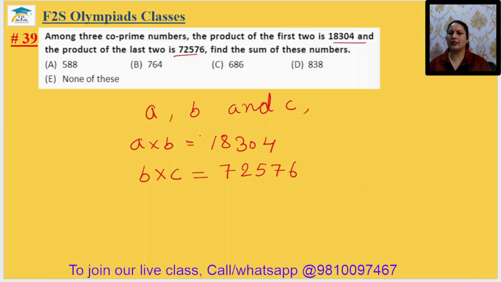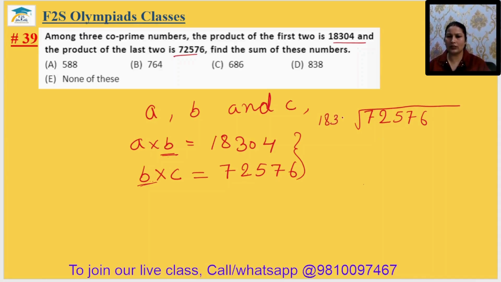We know that these three numbers are co-prime and B is common in these two products. So B will be the highest common factor, the greatest common factor, of these two numbers. So to find the highest common factor, let's do it. It will be 72576 divided by 18,304. So 18,304 multiplied by 3 is 54,912.